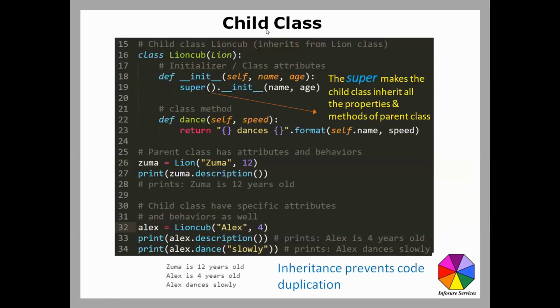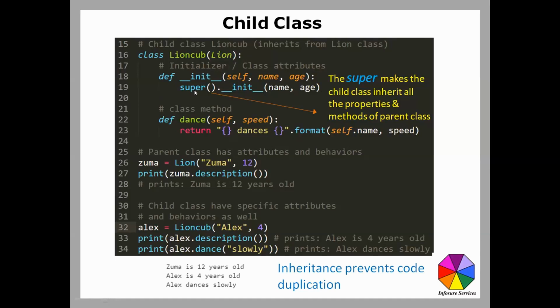Now we are creating a child class. This is lion cub, the child class. After the child class name, in the parenthesis or the brackets here, we are passing the name of the parent class, lion. So lion cub inherits the lion class with this syntax. Then we are coding the constructor. Default constructor is the first function of the child class. Self, name, age. The function signature is all the same.